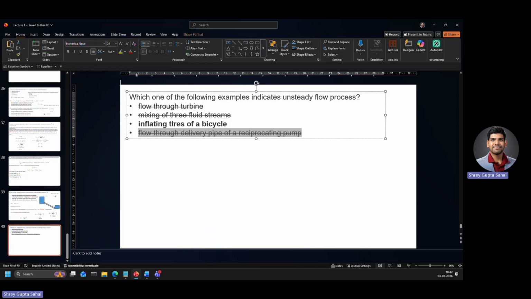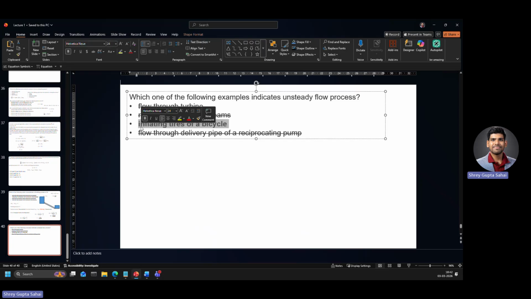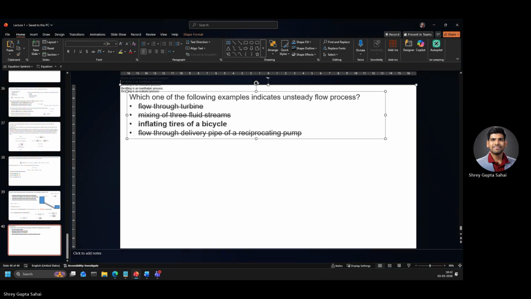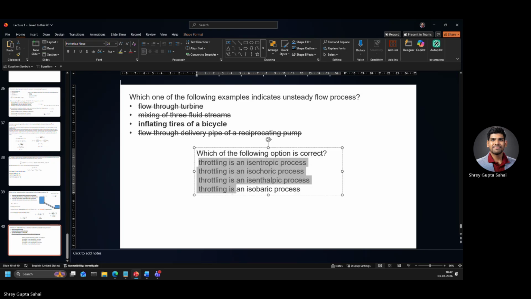Okay, to be precise, a turbine can also have an unsteady flow process. Mixing of three fluid streams can also be unsteady. But out of these four options, if we had to select, we'll select the third option. That is the most appropriate of all these. Okay. The next question is this. Almost what I discussed. Which of the following options is correct?